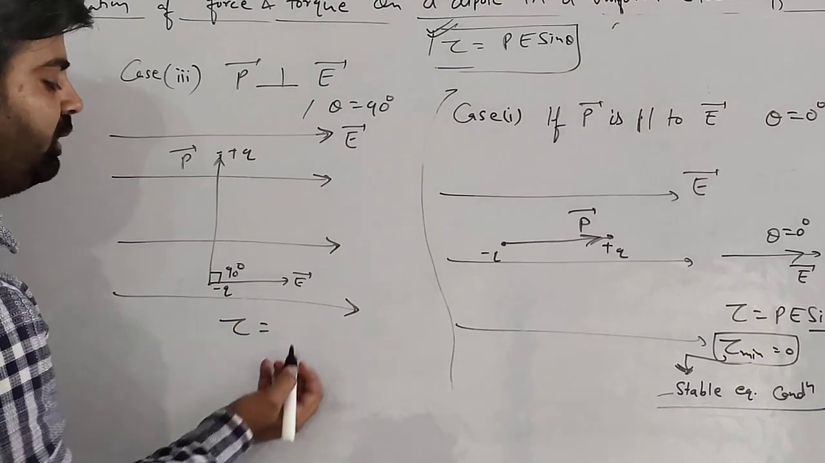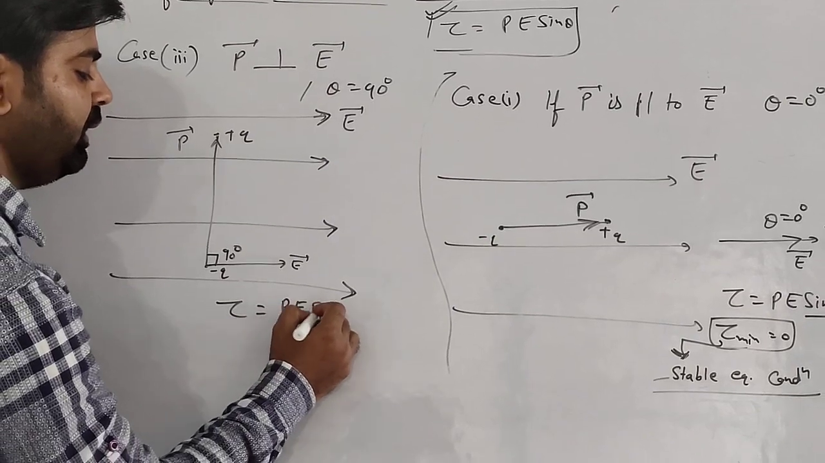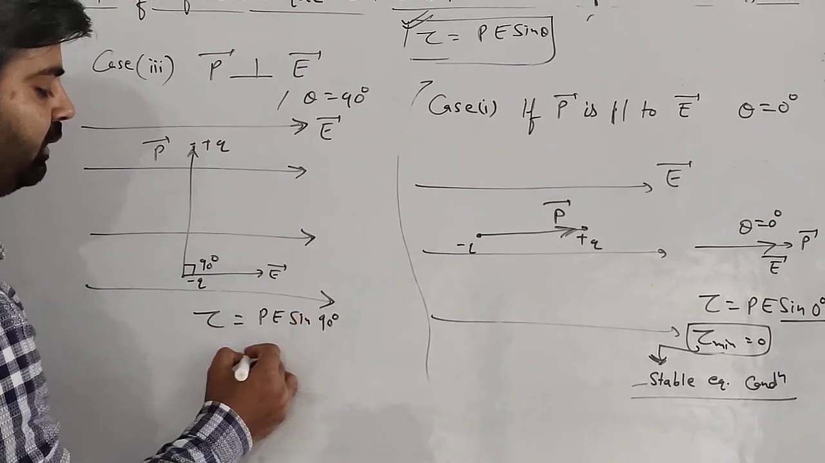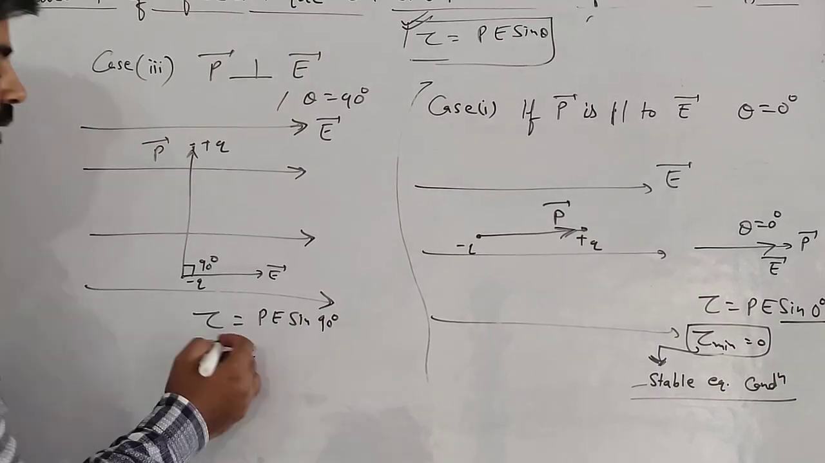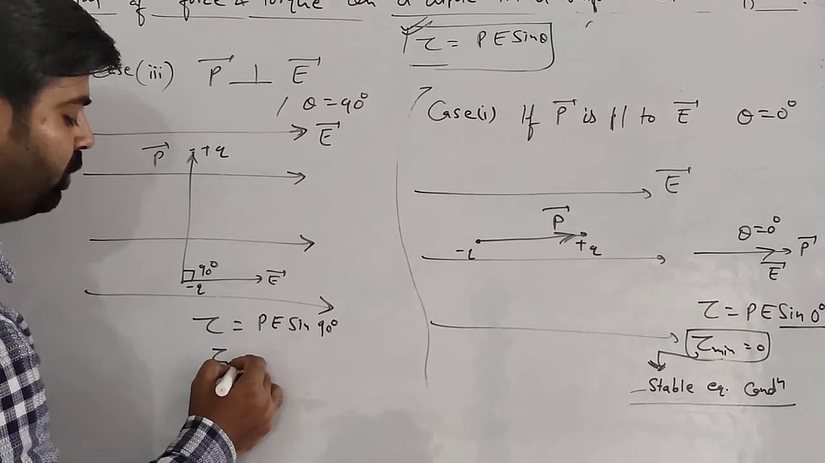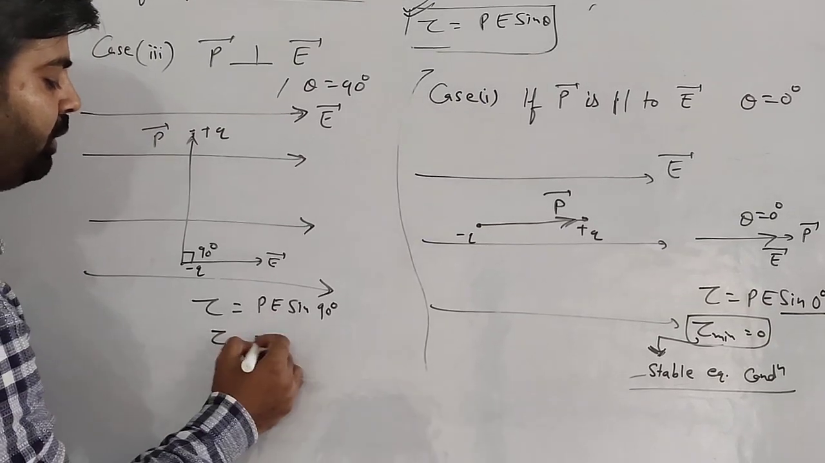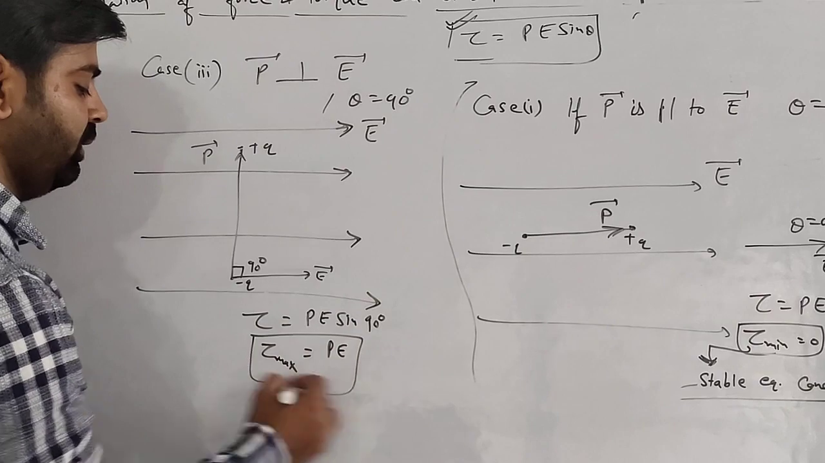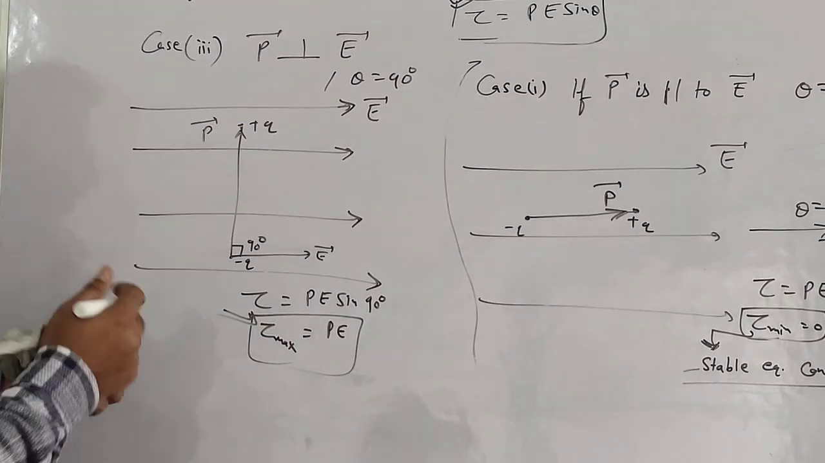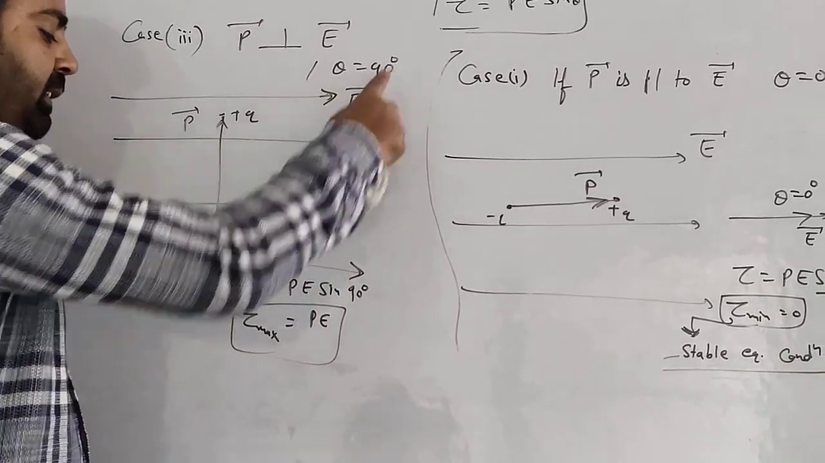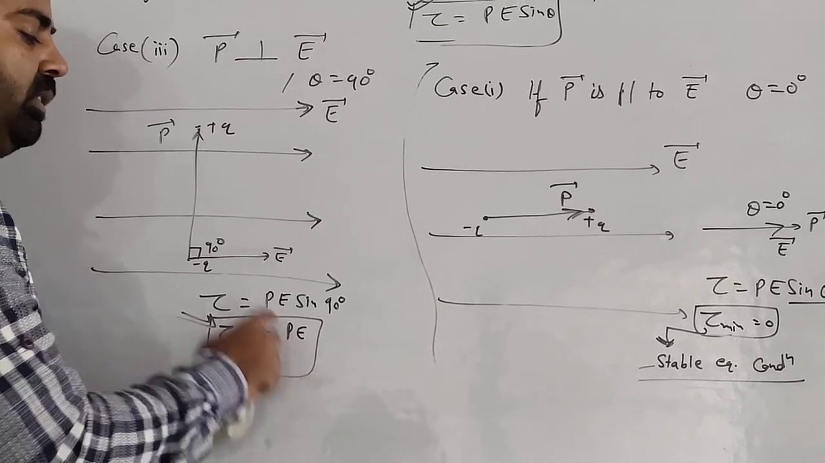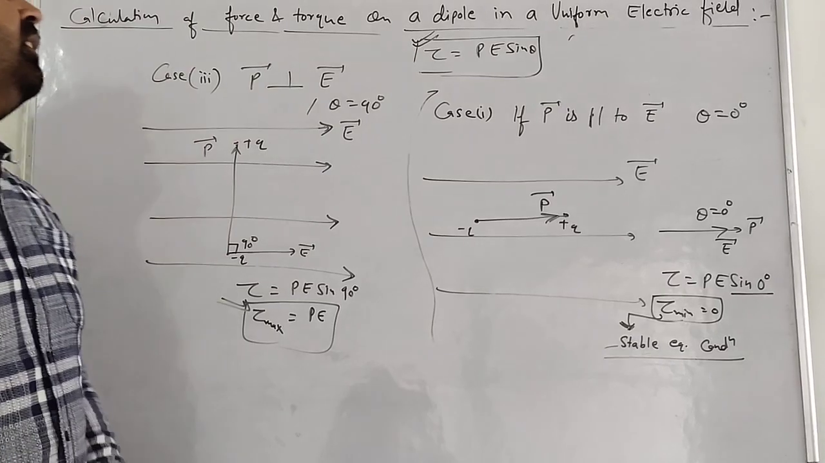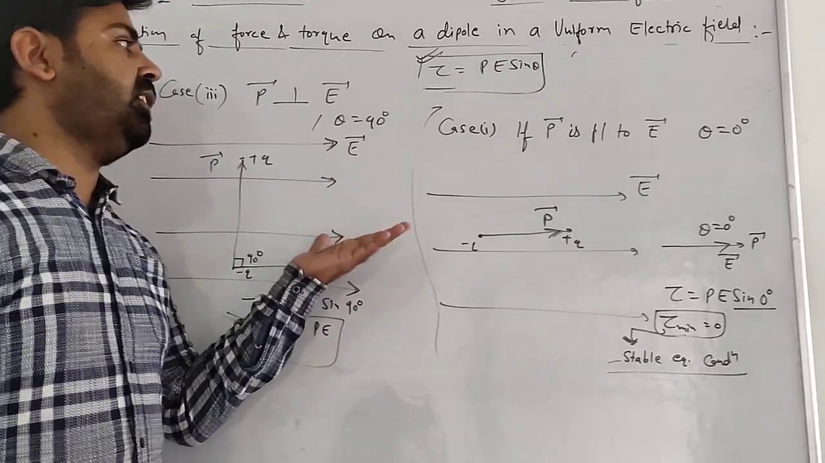So the value of tau is equal to PE sine, what is the value of theta? Sine 90. Sine 90 value is 1. So tau is equal to tau maximum. And what is the value of maximum? Tau maximum is PE sine 90, value is 1. So tau maximum is equal to PE. At theta equal to 90 degree, we have the maximum value of tau, which is given as PE. In this way, we discuss its three special conditions or cases.